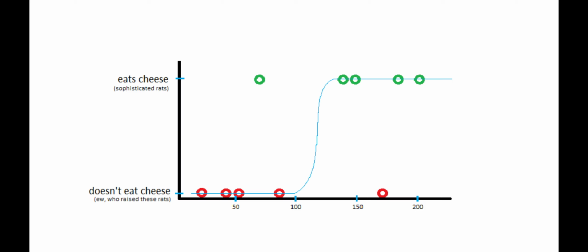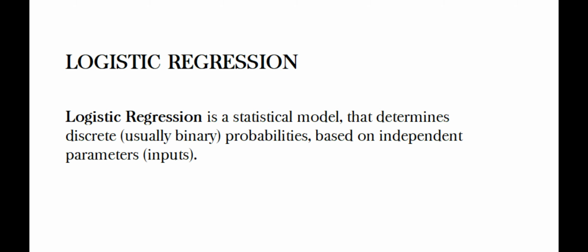Let's assume we use logistic regression as our model, which we will learn about in later videos. But for now, all we have to know is that logistic regression is a model to determine probability of an outcome, typically a binary outcome, which could be true, false, 0, 1, eats cheese or doesn't eat cheese in our case, based on an input variable, which in our case is IQ.